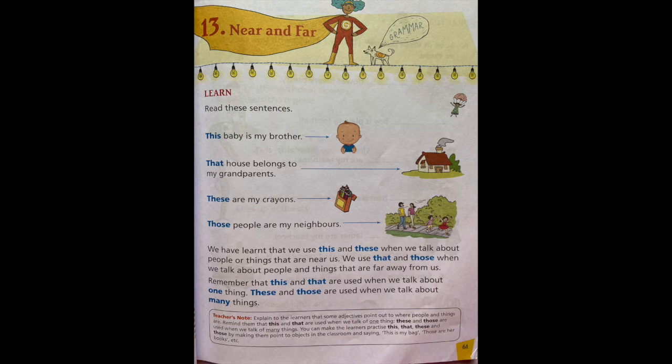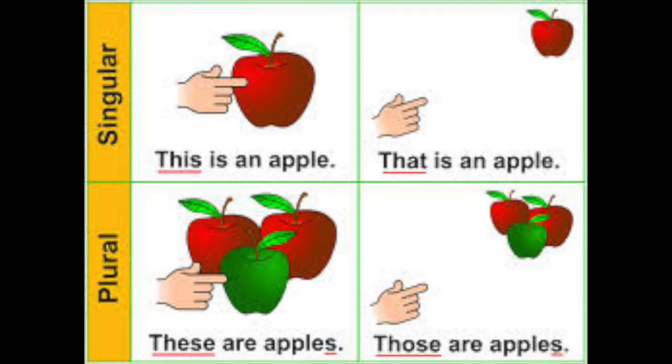Okay, so we already learnt this in grade 1, but let's revise it. When do we use this, that? We use this when something is near to us and it is about one thing. Like this is my book, this is my pencil. In the same way, when you're talking about something that is far from you and you're talking about only one thing, then you say that.